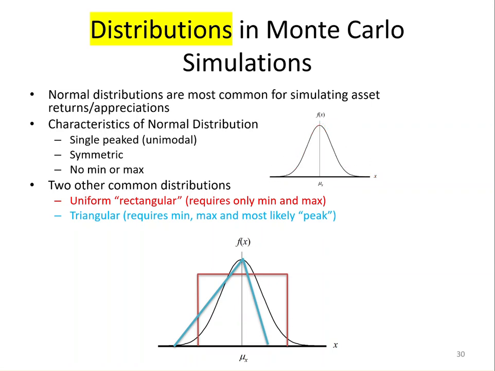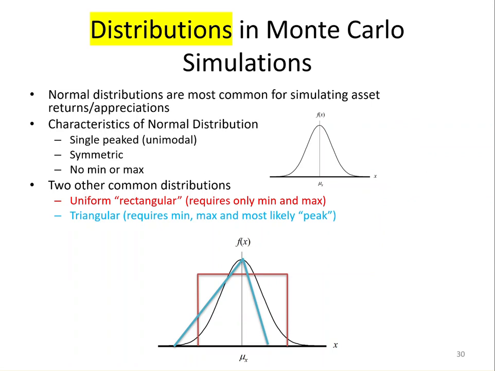But the question is, why a bell? Why couldn't it be a triangle? Why couldn't it be a rectangle? Why does it have to be a symmetric bell? Why can't it be an asymmetric bell? Those are logical questions.